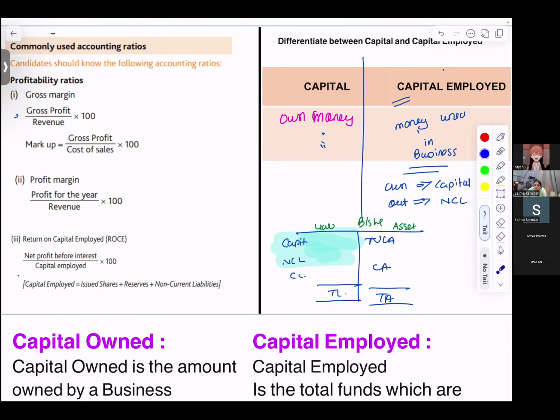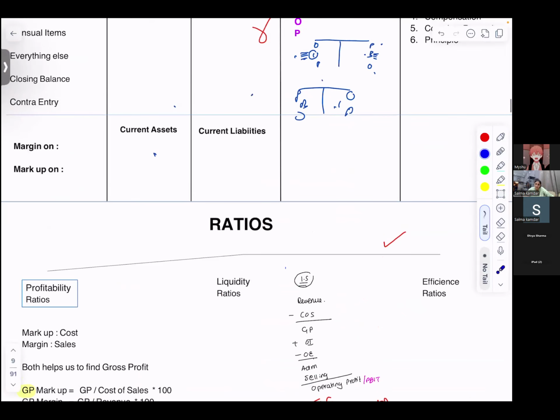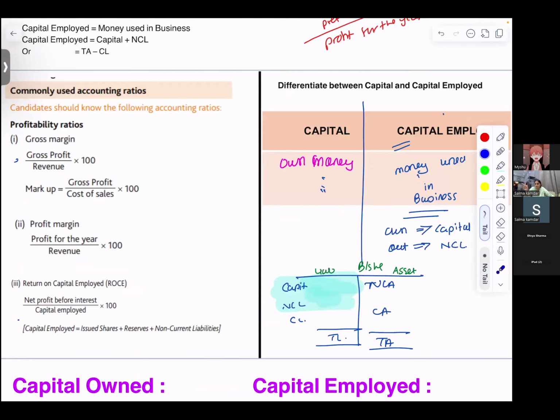So can you give me the four profitability ratios we studied right now? Gross profit margin, gross profit markup, ROCE, return on capital employed, and profit margin for the year.